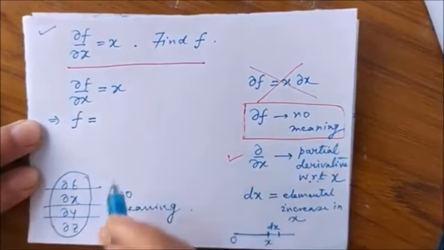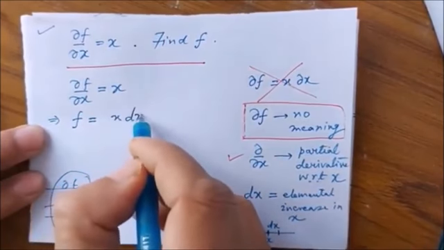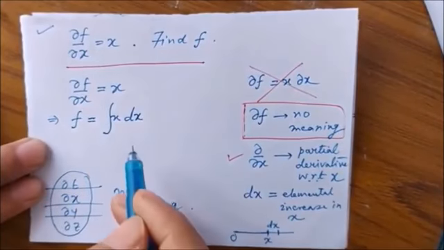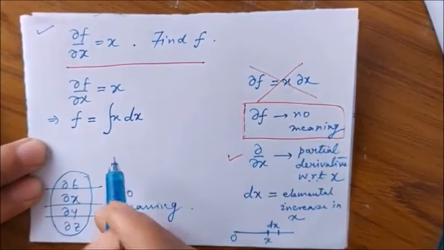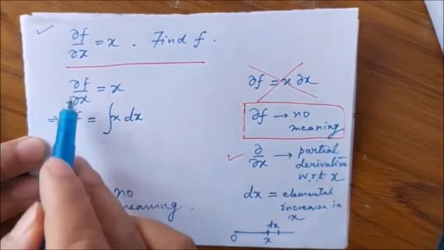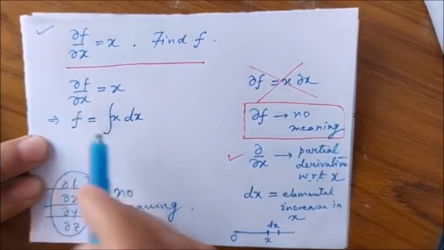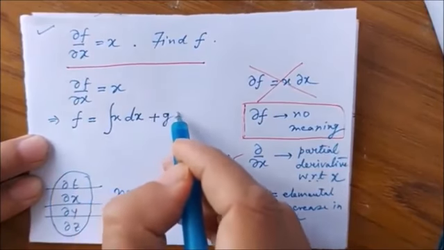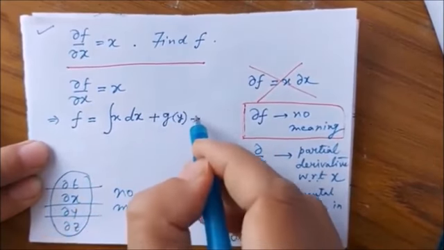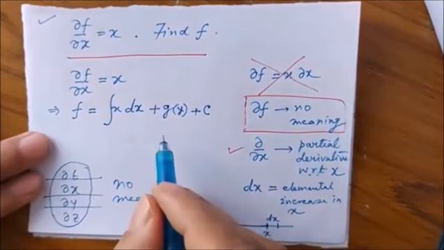F equal to, now we have to write a dx integration, but at the same time we have to incorporate the fact that here, it being a partial derivative, y is constant, which means we can add any function of y in this expression and the constant of integration c will be there, and we'll check it.